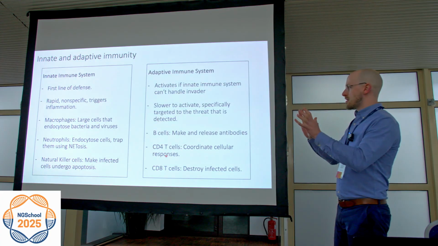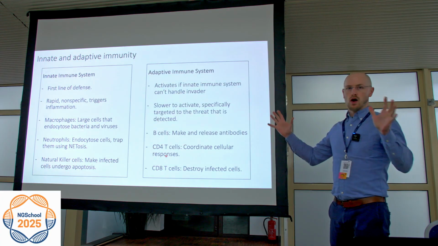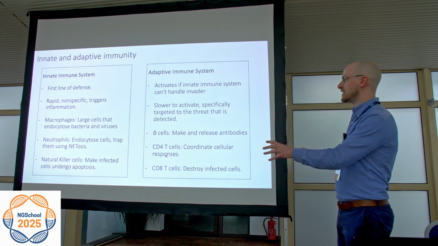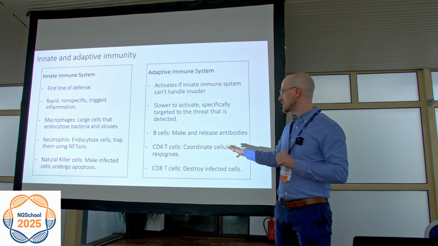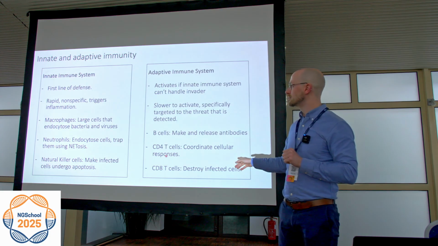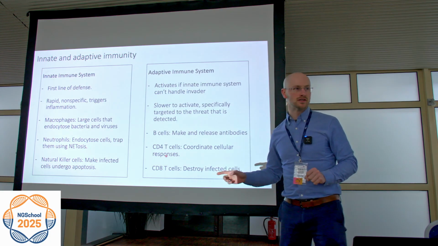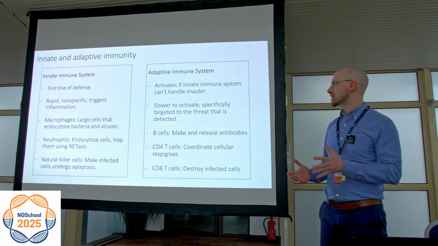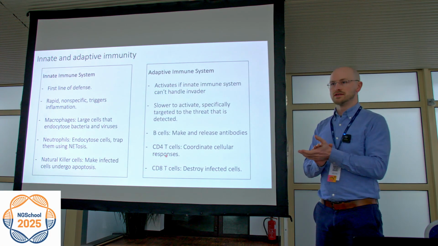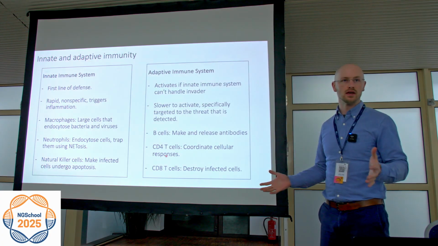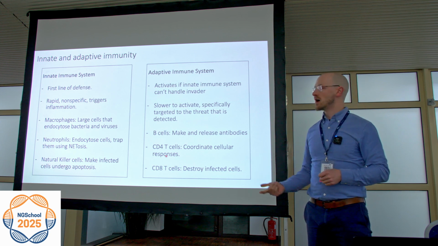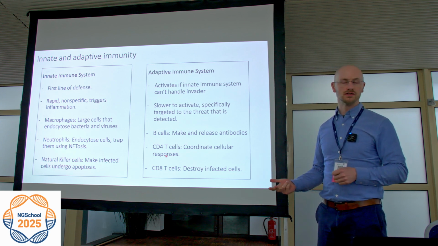So just to start at a very broad view of the immune system, there are two main wings of the immune system. We're going to spend most of the day talking about the adaptive immune system, but it's important to understand the innate immune system as well. The innate immune system is the body's first line of defense once the physical barriers like the skin or the mucosal membranes have been breached. It's rapid, non-specific, and typically triggers inflammation.